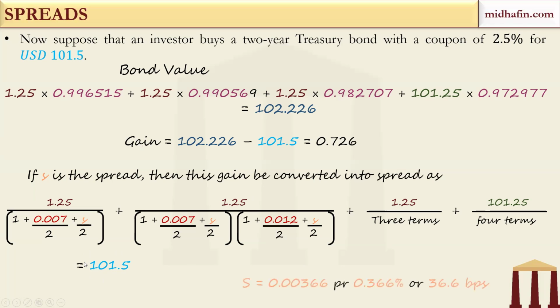Now, when we do the calculation, we will find that this S turns out to be 0.00366 in decimal terms. In percentage terms, it is 0.366%, and in basis points, it is 36.6 basis points. Now, in the examination also, they might ask such questions. As I said, even if you use forward rates or spot rates or even the yield of the bond, you will get the same value of the spread, that is 36.6 basis points.